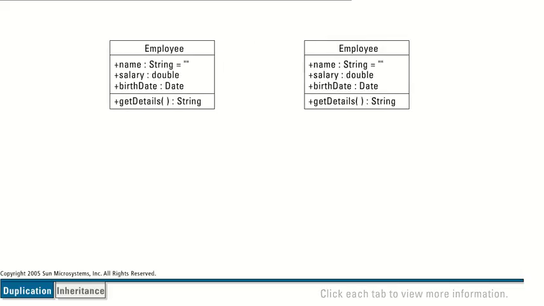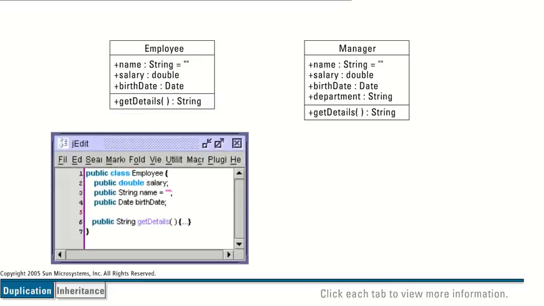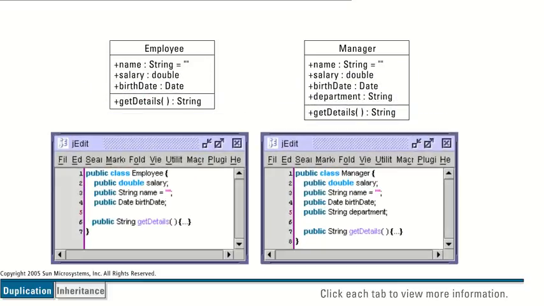Let's suppose we have the following situation. We need an employee class that has name, salary, and birth date attributes, as well as a getDetails method. And we also need a manager class that has the same three attributes as the employee class, that is the name, salary, and birth date, and the same method called getDetails, but it also needs one additional attribute called department.